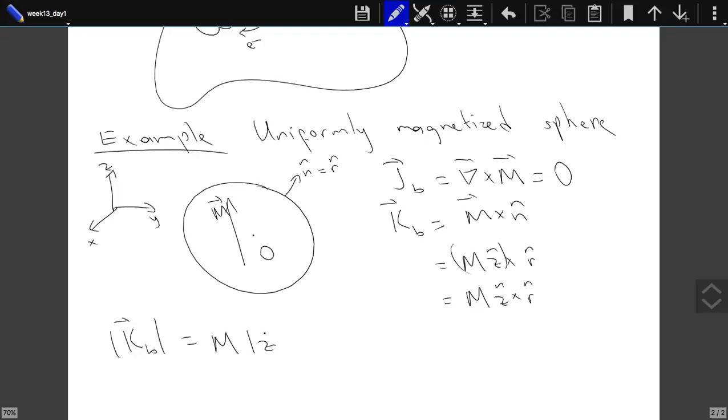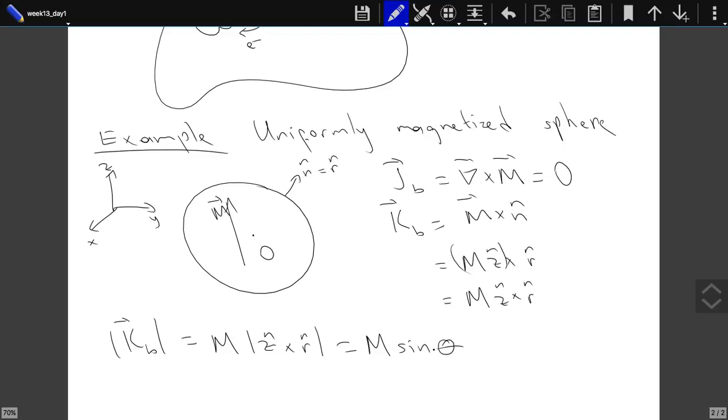What is the magnitude of z hat cross r hat? Sine theta. What is the direction of z hat cross r hat? Well, let's see. This is my sphere. At this point, z hat is upward. This is my r hat. Z hat cross r hat is into the screen at that point.